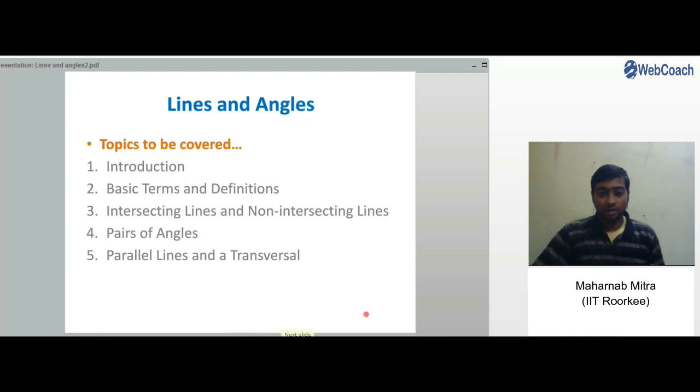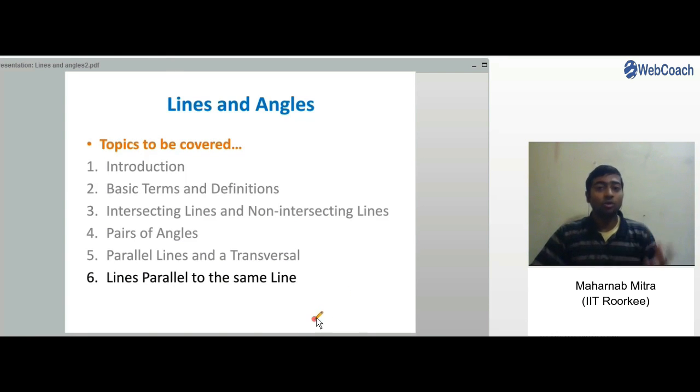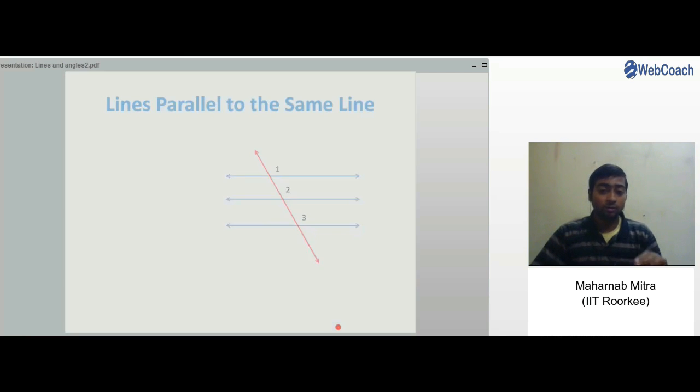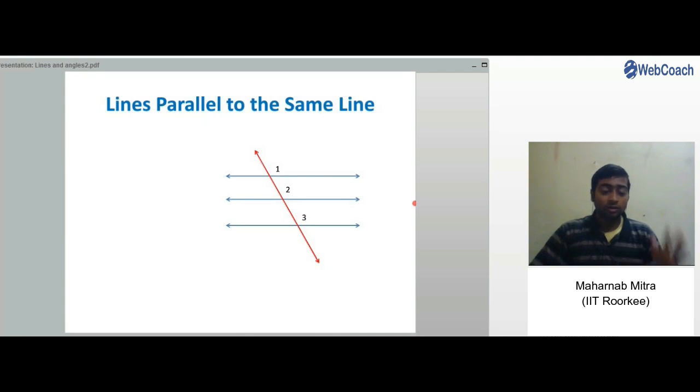And in this class we will talk about lines parallel to the same line and how to use this for solving questions, and finally the angle sum property of a triangle. Right, now let's start off with our topic, lines parallel to the same line.